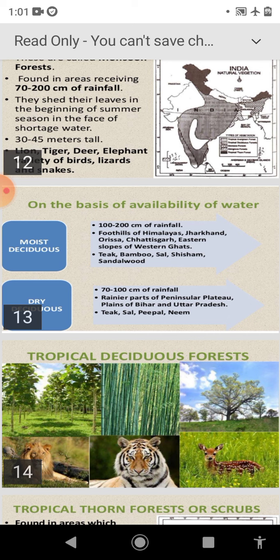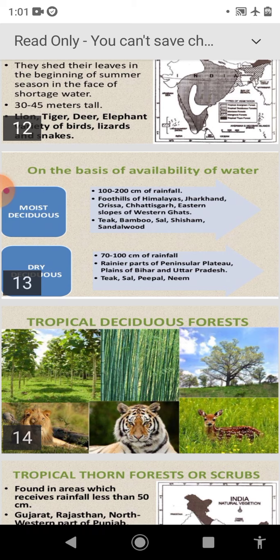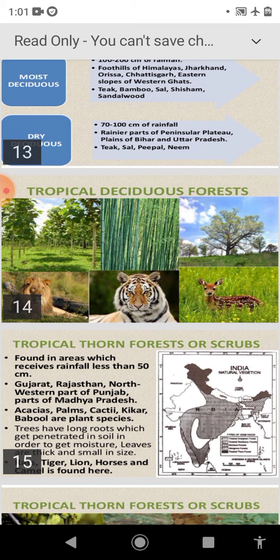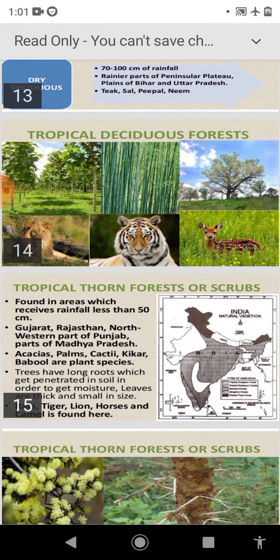The important animals what we can see in the tropical monsoon forests are lion, tiger, pig, deer, and elephant. A huge variety of birds, lizards, snakes, and tortoises are also found here. After that, we will discuss about the thorn forests or scrubs.